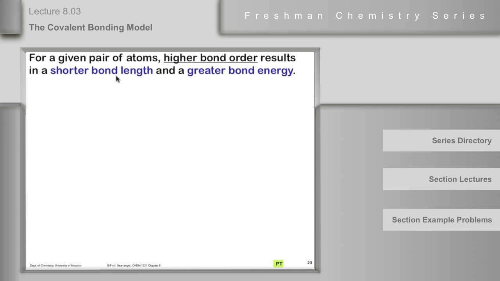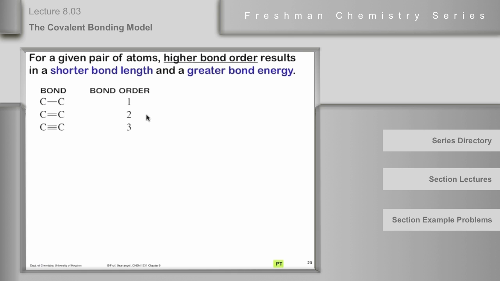A weaker bond is a longer bond. So a higher bond order results in a shorter bond length and, of course, a higher bond energy. So let's take carbon-carbon bonds. The 3 kinds of carbon-carbon bonds that we will be considering in this course would be carbon-carbon single, double, and triple. The bond orders, likewise, 1, 2, and 3.